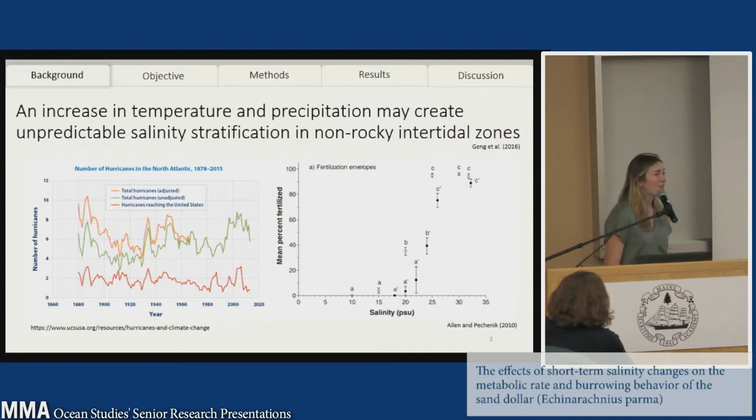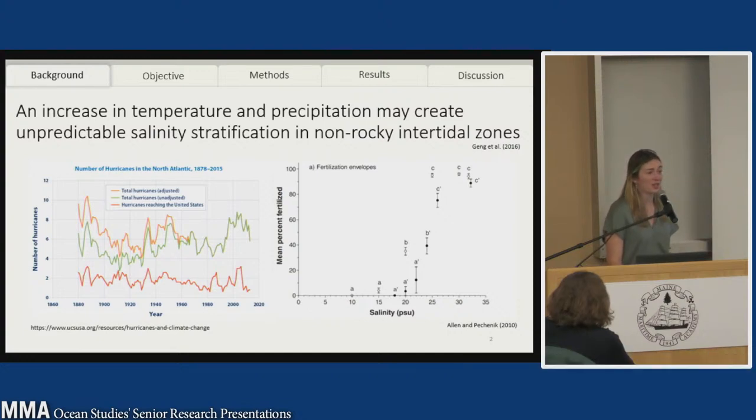An example of an organism found in the lower intertidal to subtidal zone are sand dollars, where they work as bioturbators, where they oxygenate surface sediment as well as directly bury carbon. And they may face consequences as a result of these short-term changes in salinity due to how they regulate their internal fluids to their external environment. So prior studies have looked at how sand dollar larvae are affected by this variation in salinity. However, very few studies have actually looked at how adult sand dollars are affected by salinity changes.